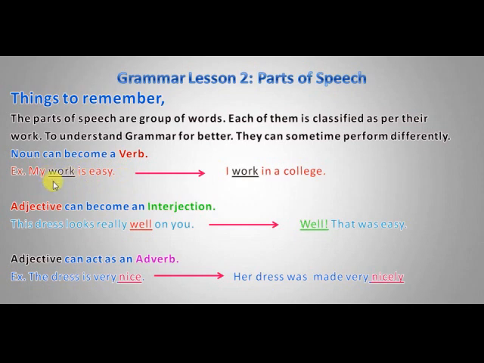Example, my work is easy, where work is a noun, it's an idea. Then it becomes I work in a college, where work becomes a verb. Then an adjective can become an interjection. For example, this dress looks really well on you. Here well is an adjective. Well, that was easy. Now this well became an interjection. Next, an adjective can act as an adverb. For example, the dress is very nice, where nice is an adjective, and her dress was made very nicely, where it became an adverb. So in many different cases such things can happen, where one particular part of speech can become another. So here we end this lecture of grammar lesson 2, parts of speech.